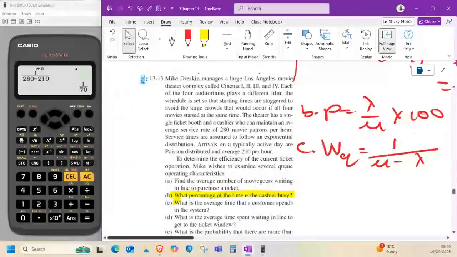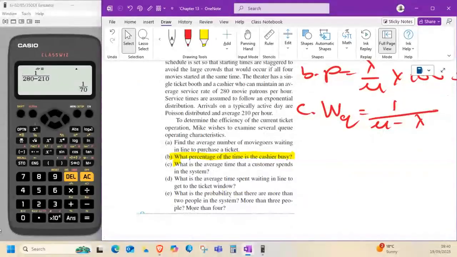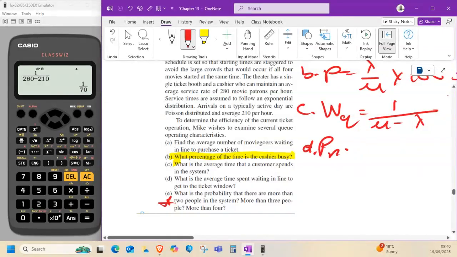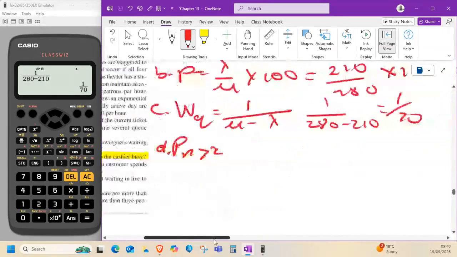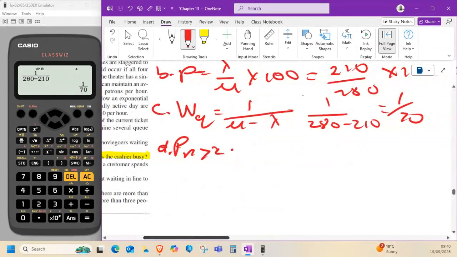And you're looking for the probability that there are more than 2 in the system, more than 3, more than 4. So for the sake of time, I'm going to write it only once. Probability that there are more than 2 in the system, as you can see they are heading straight for 2. Okay, equals.